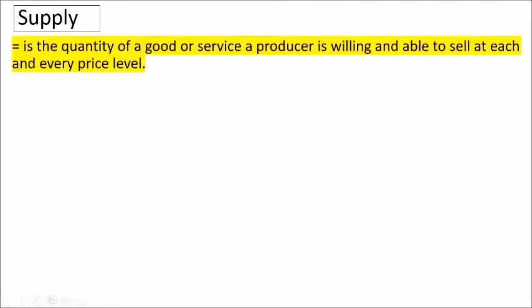So the first thing that's required is a definition of supply. Go ahead and see if you can pause the video and define supply, please. What you should have got is that supply is the quantity of a good or a service a producer is willing and able to sell. Those are the keywords you need in a definition of supply: willing and able to sell at each and every price level.